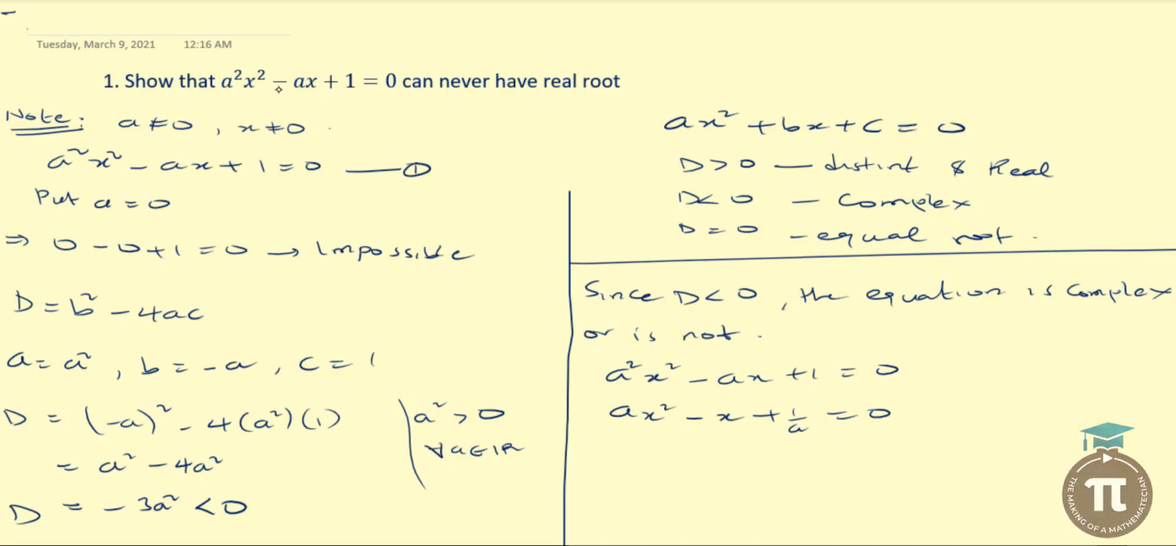So the discriminant here will be b² − 4ac. In this case, b is negative 1, so (−1)² minus 4 times a, obviously, that's the coefficient of x², then c is 1 over a. So when you put 1 over a here, at the end of the day, you have 1 minus 4. The answer is minus 3, which is obviously less than 0. So you have a complex root.